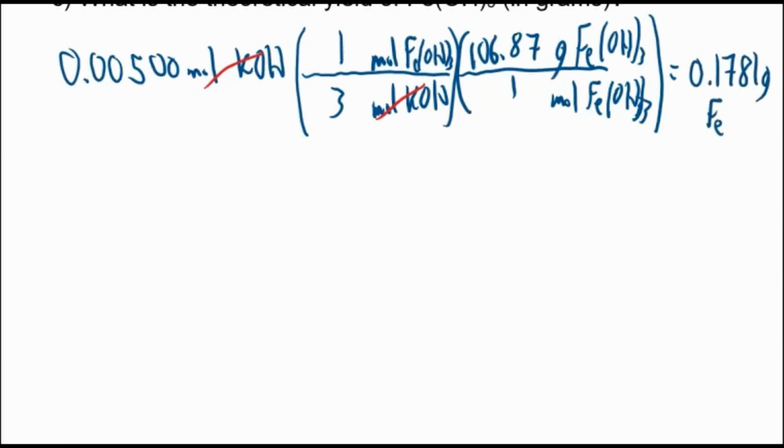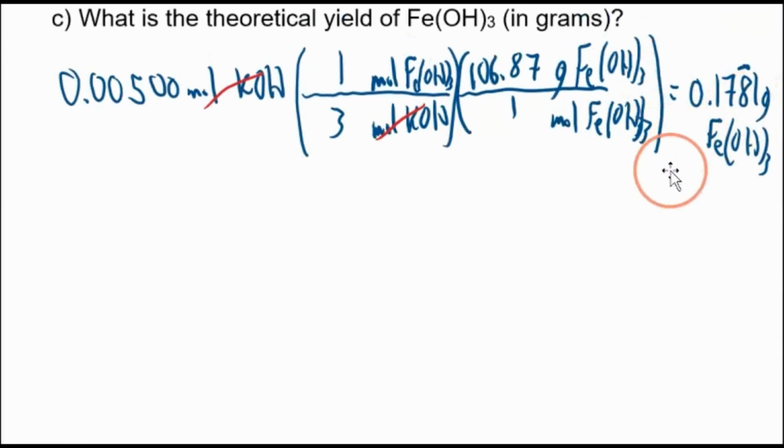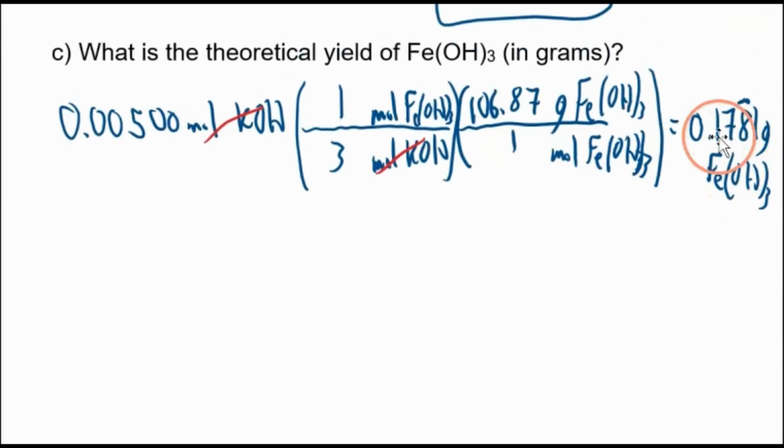0.1781 grams of FeOH3. And we have 3 sig figs, so 0.178 grams. This is how much we can theoretically make. We might not make this much, but on paper, if this limiting reactant was consumed completely and reacted fully, we would produce 0.178 grams of iron 3 hydroxide.